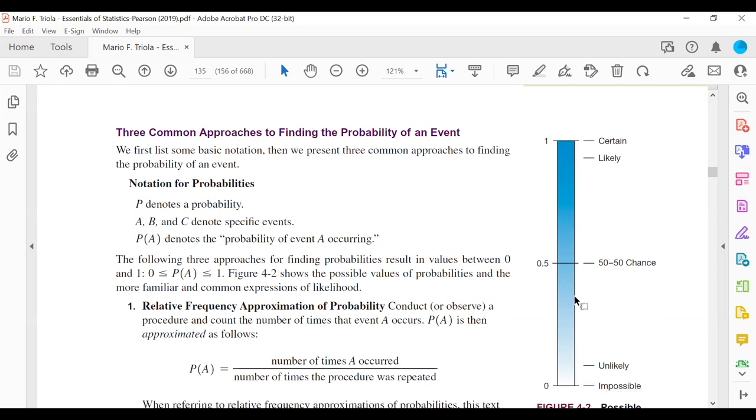Certainly going to happen. And then in the middle, it's 50-50. It could happen. It could not happen. So that's the scale. All probabilities, if converted to decimals, fall between those two numbers. One at the top, zero at the bottom, always. You cannot have anything beyond a one, and you cannot have anything below zero. All probabilities fall within zero and one. That's always, always.